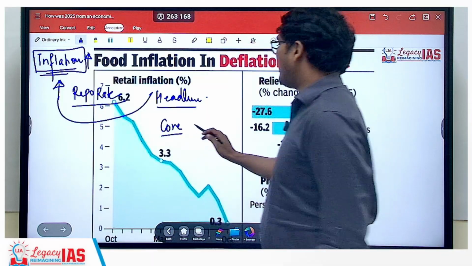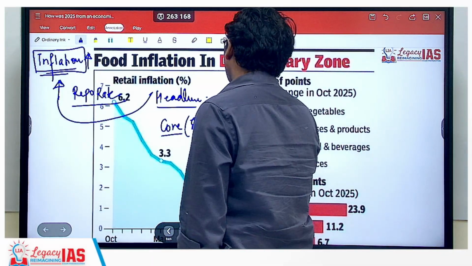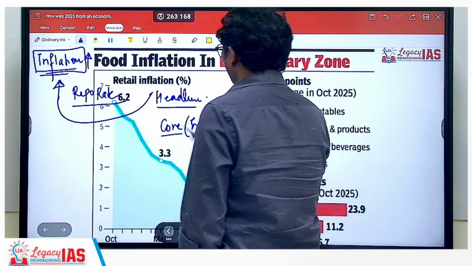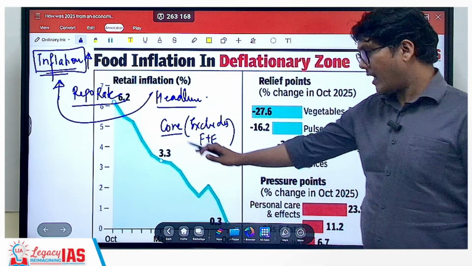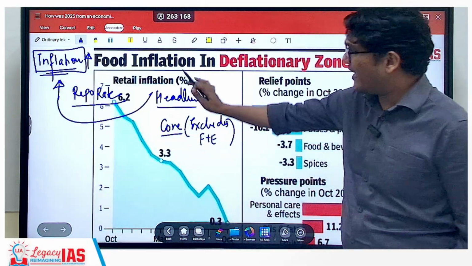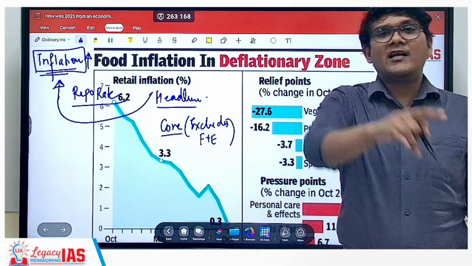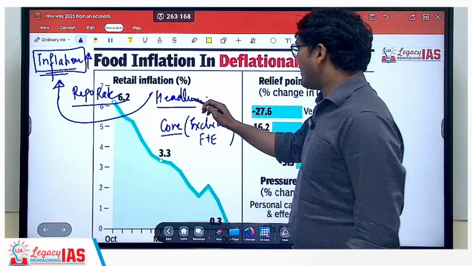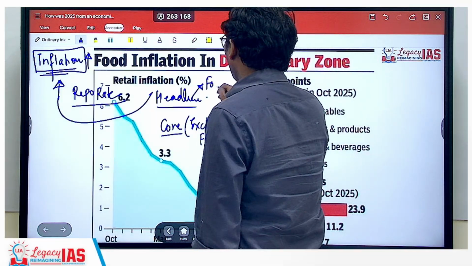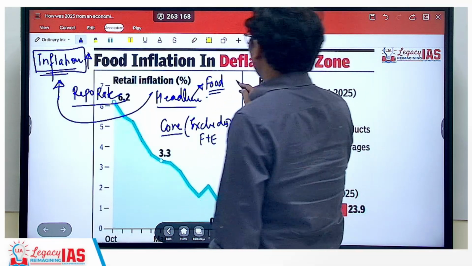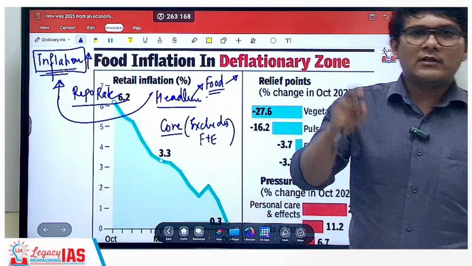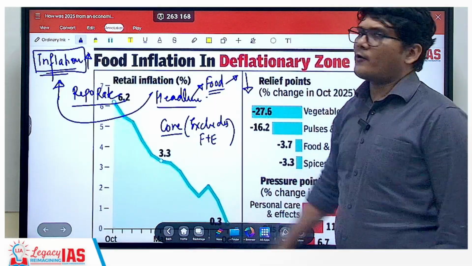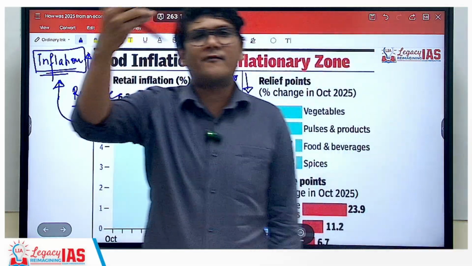Core inflation is the inflation which excludes food and energy, right? So this is core inflation. RBI said core inflation is not that high, headline inflation is high. And why is headline inflation high? Our Economic Survey 25 explains it. Headline inflation is high because food inflation is high, and food inflation is high because tomatoes, onions and certain other vegetables have decreased in their production, as a result of which their prices have gone up.